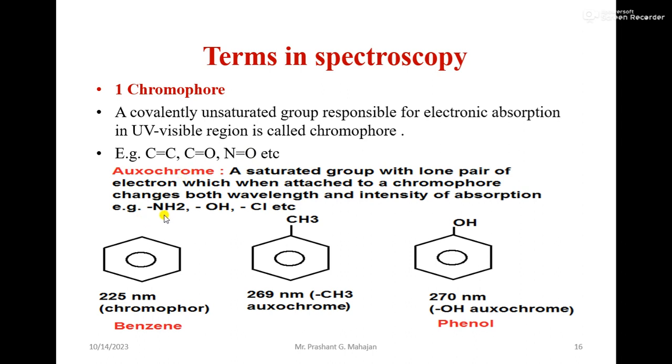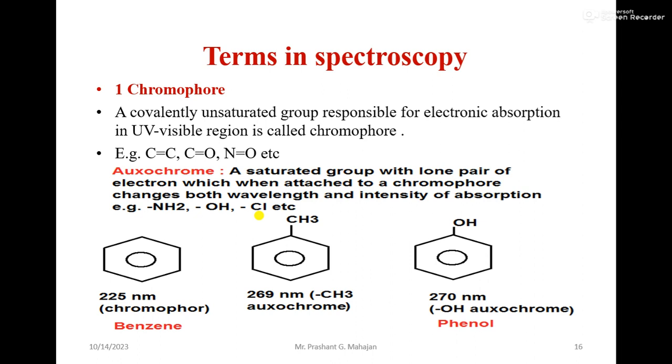So it is a saturated group with lone pair of electrons. You can see in NH2 there is a lone pair on nitrogen. In OH there are 2 lone pairs on oxygen. In case of Cl there are 3 lone pairs. So if it is attached to the benzene ring, it is going to show the absorption.